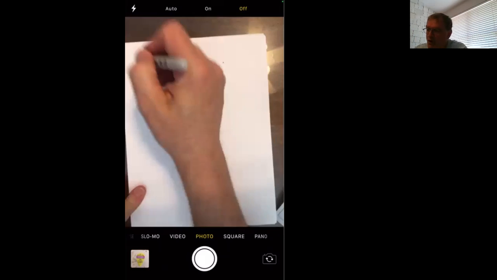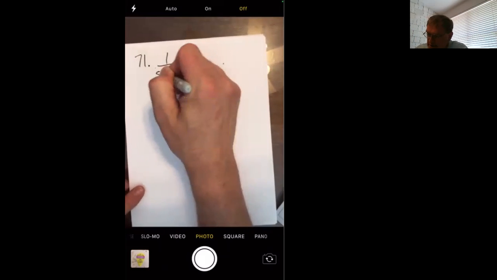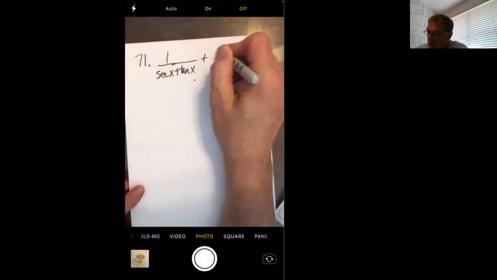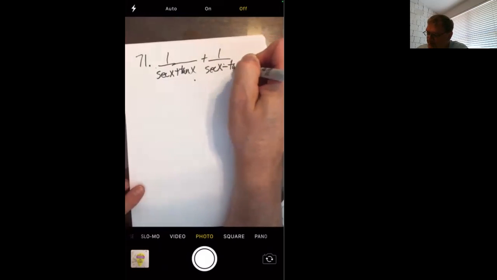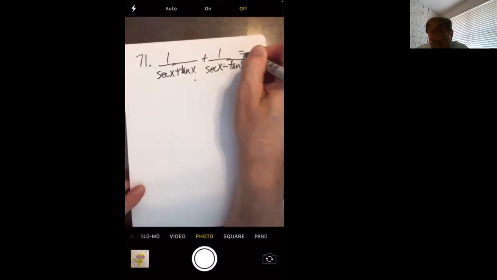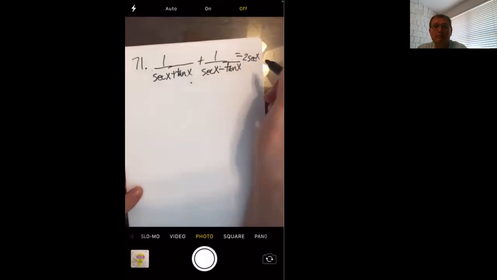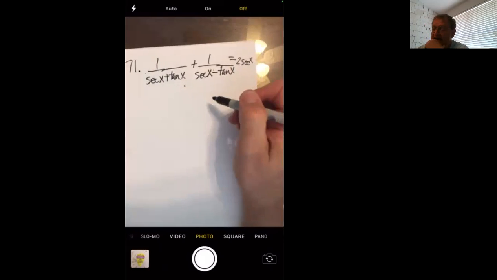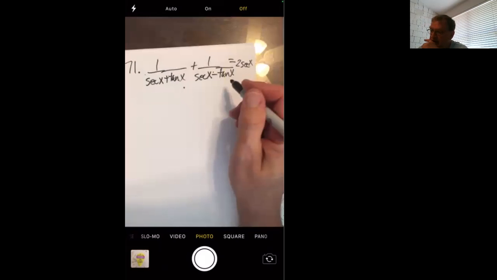How about 71? 1 over secant plus tangent, plus 1 over secant minus tangent, is equal to twice the secant. Well, you will never turn that into this. The common denominator is secant, or we could just go ahead and do it in sines and cosines.